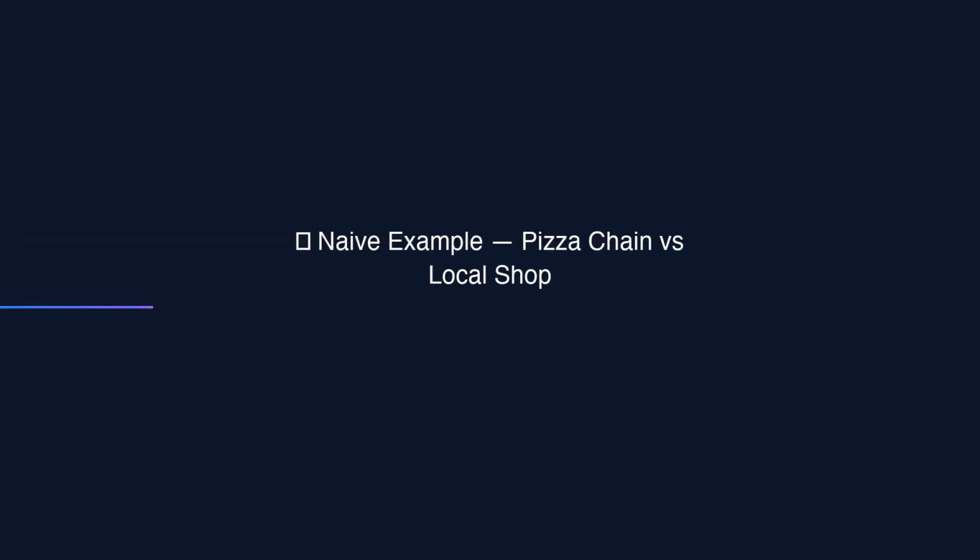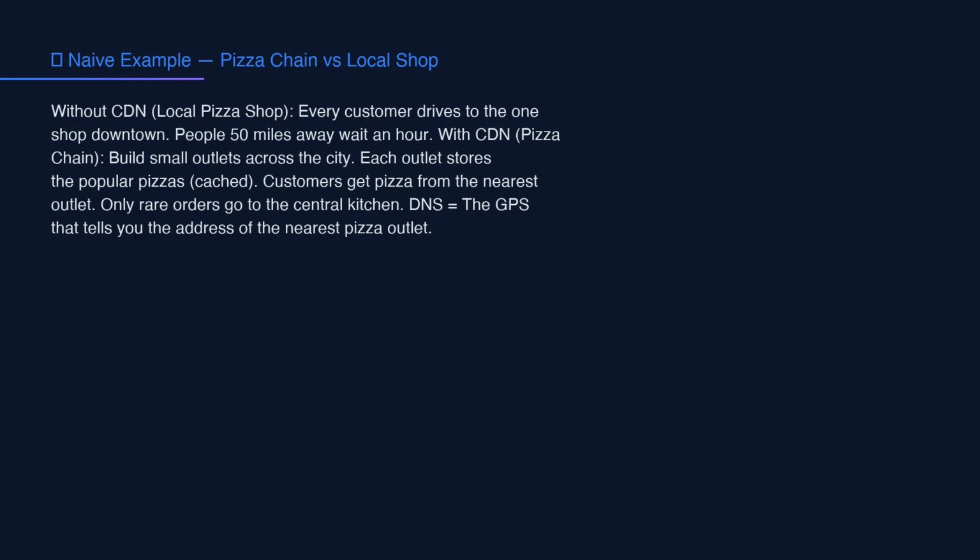Let's start with a pizza analogy. Imagine a single pizza shop in downtown. Every customer in the city has to drive there. People 50 miles away wait over an hour. That's a system without a CDN.